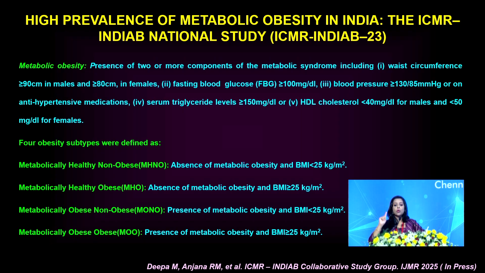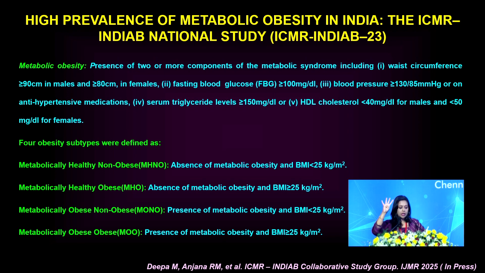Here they have two or more components of the metabolic syndrome, which is an increased waist circumference, or a fasting blood glucose of more than 100, a blood pressure of more than 130/85 or on hypertension medication, a high triglyceride level more than 150, or low HDL. For males and females, of course, you know the values. So any two of these is called a metabolic abnormality. If someone had these, they were metabolically obese. Now, phenotypic obesity was divided based on BMI. So based on these two, phenotypic obesity and metabolic obesity, we have four categories of people.